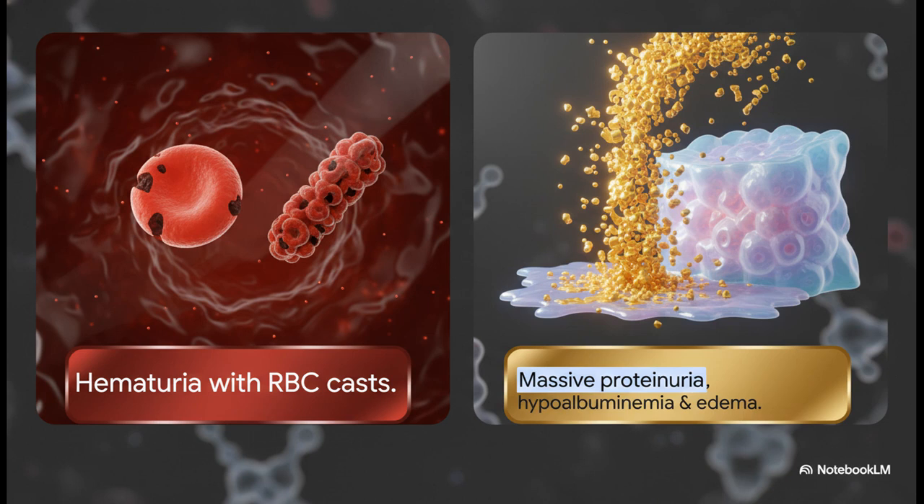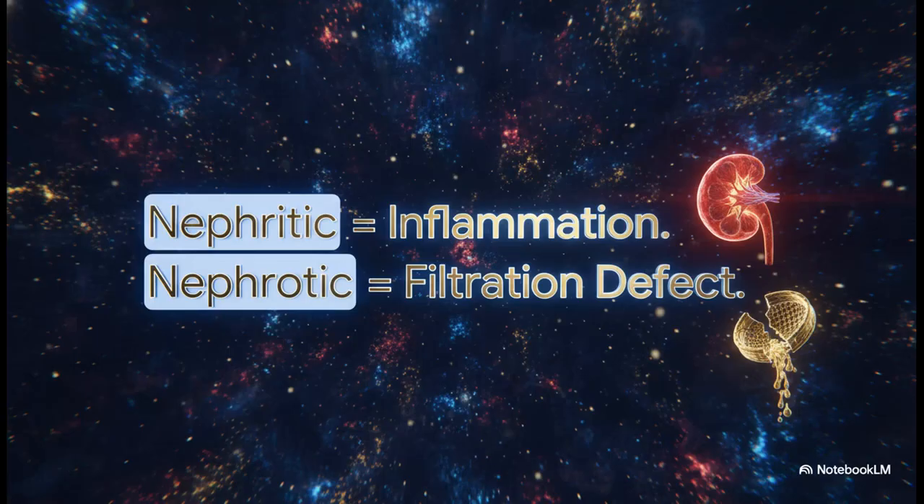Your absolute key diagnostic feature for nephritic syndrome is hematuria with RBC casts. That is your undeniable proof of glomerular inflammation. For nephrotic syndrome, your key is the classic triad: massive proteinuria, which causes hypoalbuminemia, which ultimately results in severe edema. And that brings us full circle, right back to where we started with our golden equations. Nephritic equals inflammation, nephrotic equals filtration defect.